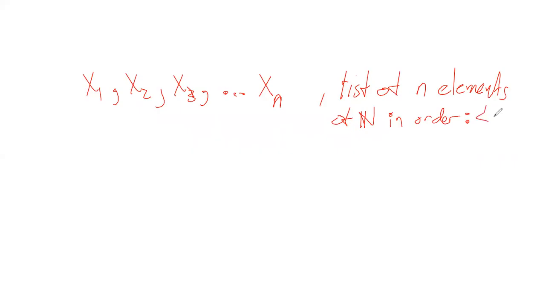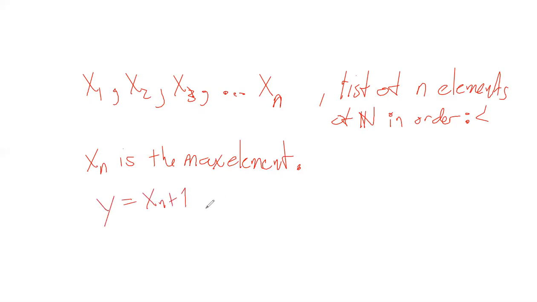So how can we create an integer that's not in this list? You have a list of n elements. How can we create an integer that's not in this list? Well, if xn is the max element, exactly. And using the fact that 1 plus an integer is in fact an integer, if we believe that to be true, then the number y equals xn plus 1 must be an integer.